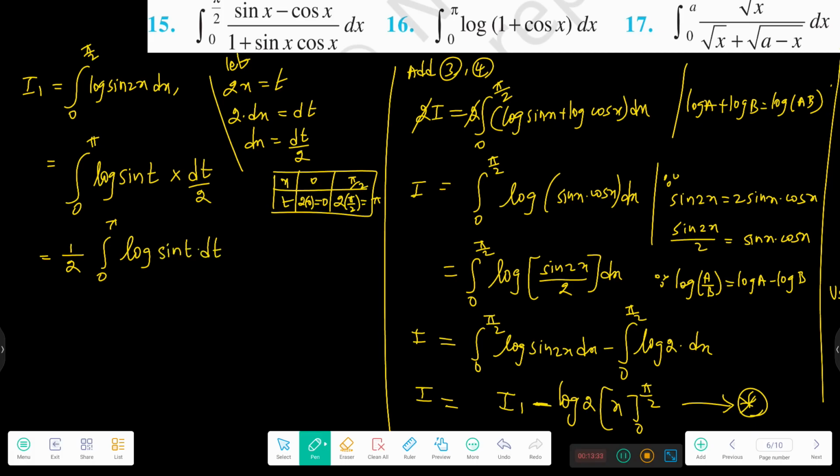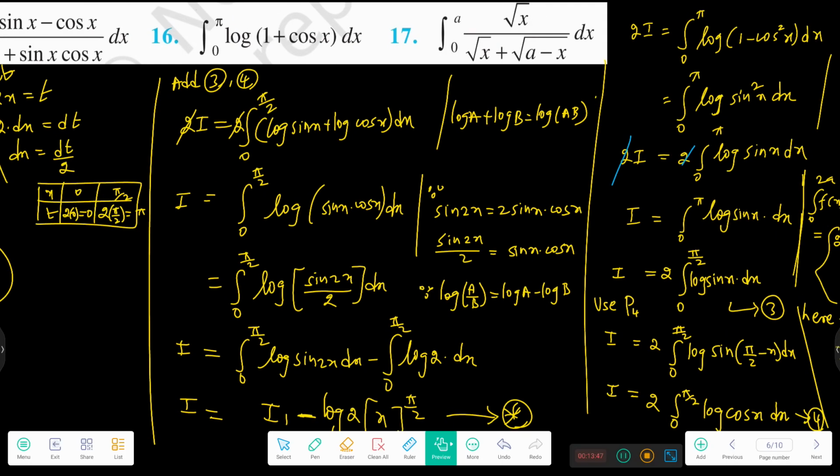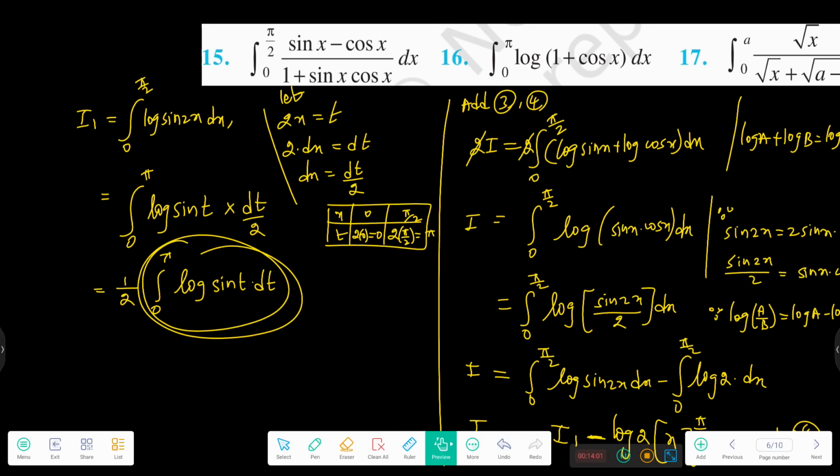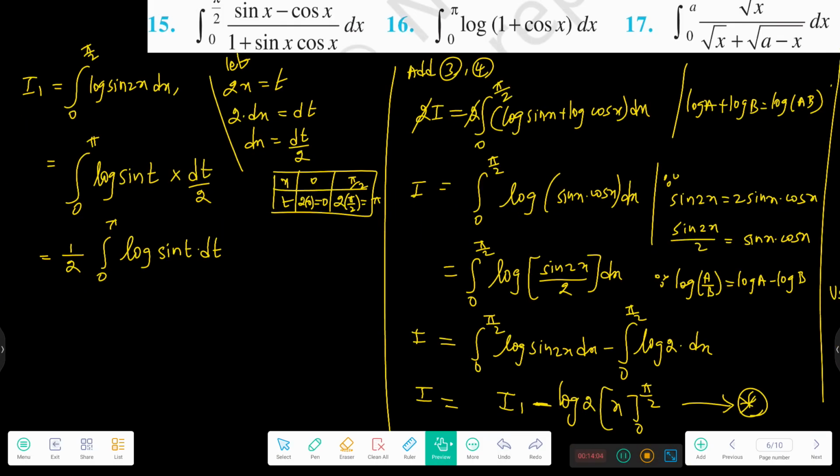Before that, see this. This is, in answer 3, do you remember what we have? See the answer 3: 2 times the integral from 0 to pi by 2 of log sin x. So the integral from 0 to pi by 2 of log sin x, you can bring that as I. So I am going to convert this into that format. That property I am going to use here.